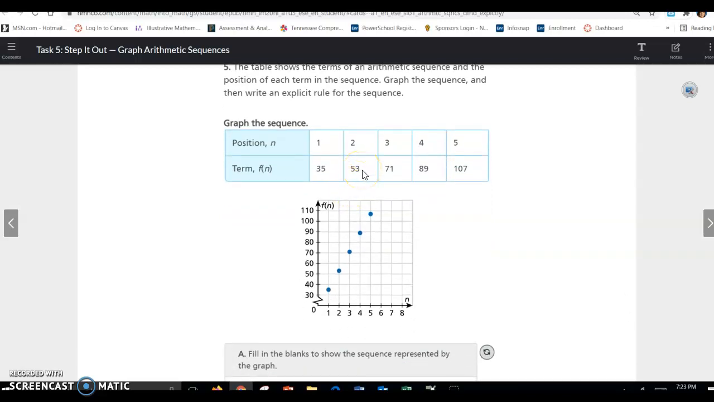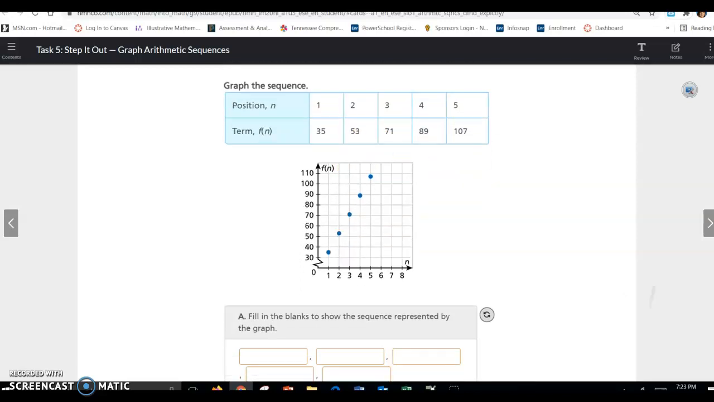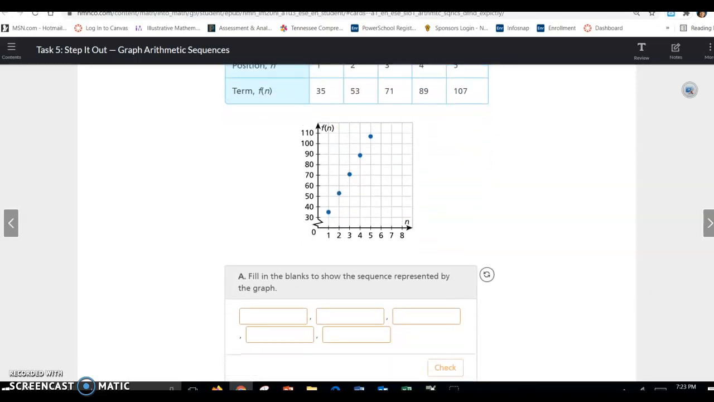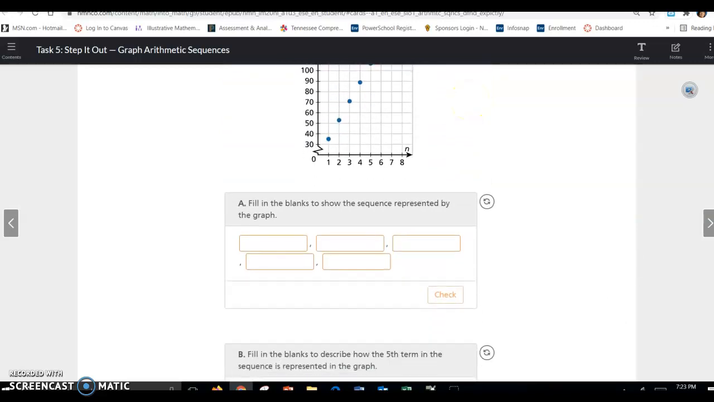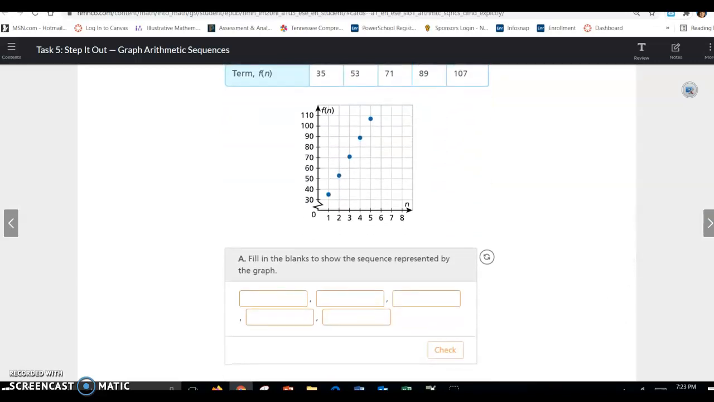And then to get from 53 to 71, we add 18. And then we add 18 and we add 18. So this is an arithmetic sequence with a common difference of 18.